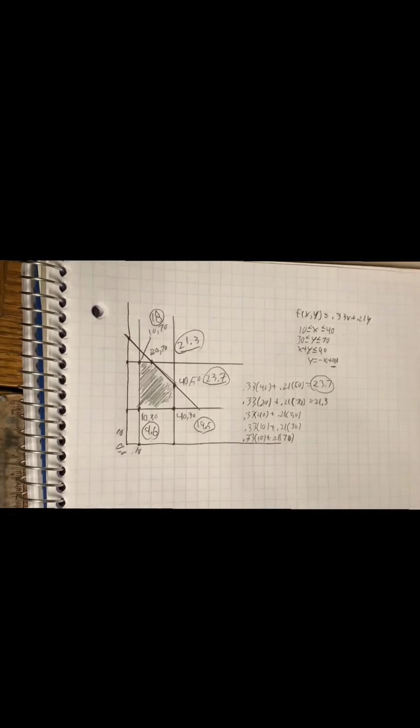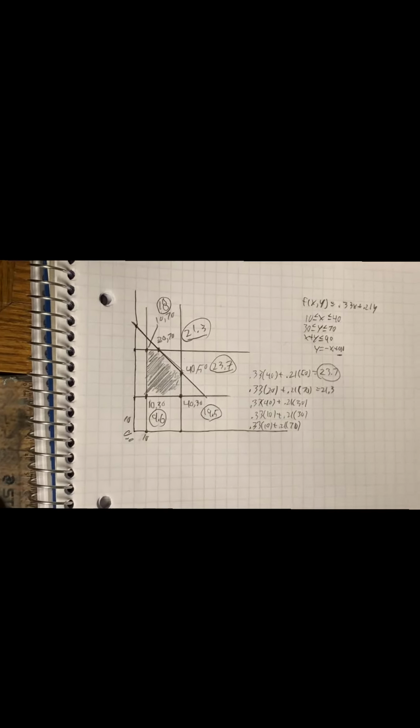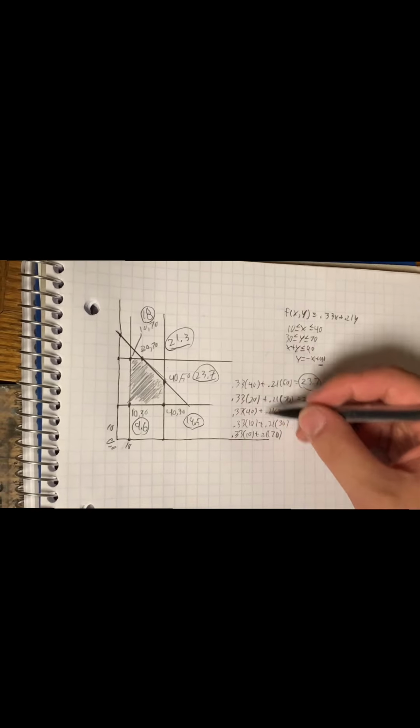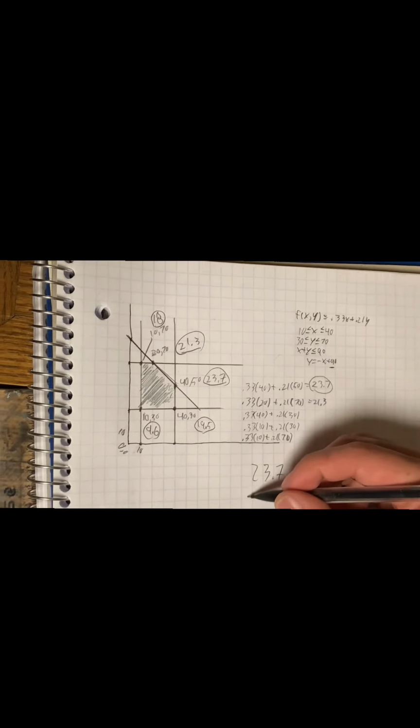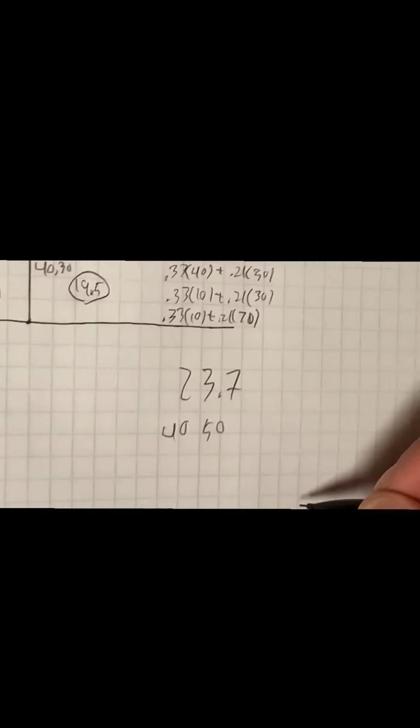So from here we can decide which is our greatest and maximum amount of profit we can make off of selling hot dogs and burgers. So our largest number, 23.7, is our maximum profit at points 40 and 50.